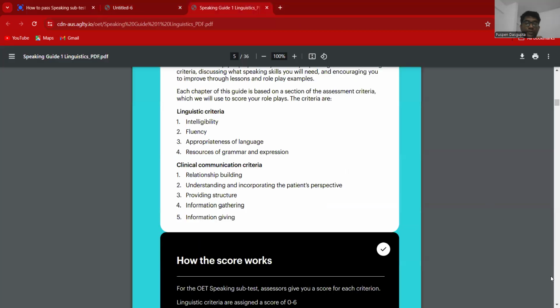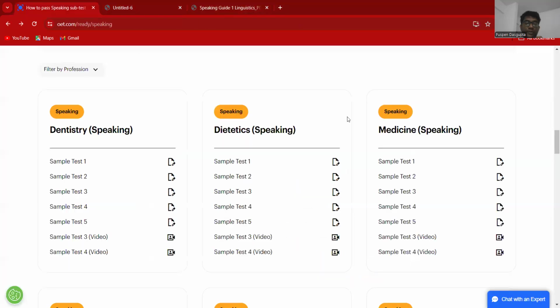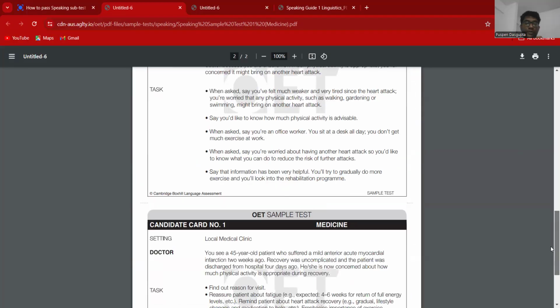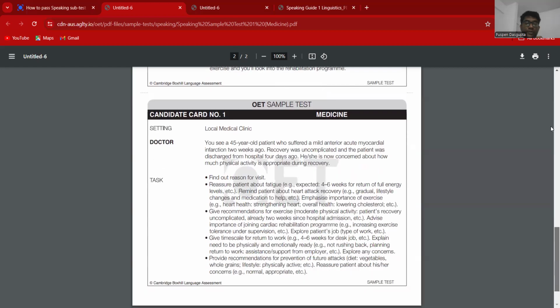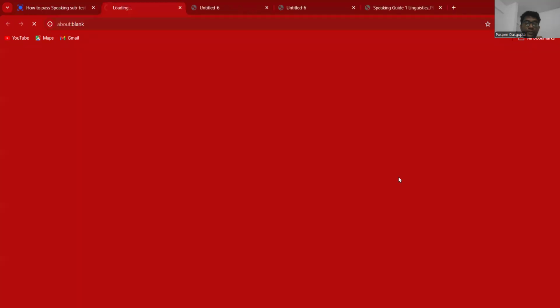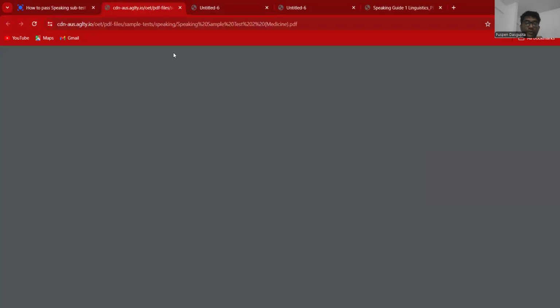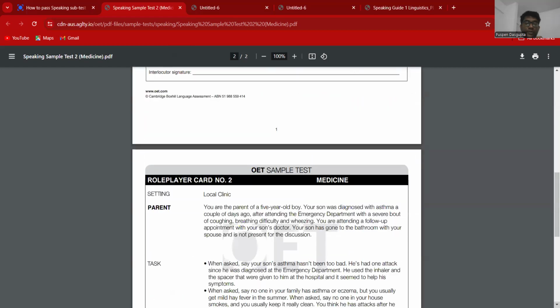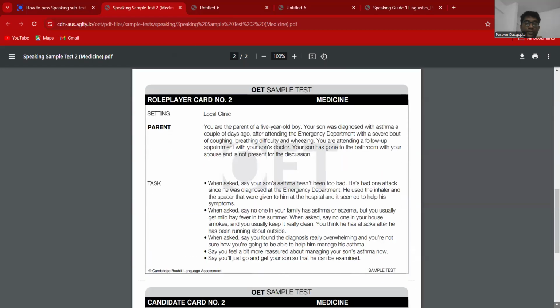So you'll have two role play cards in one session. Sample test one was this. This is sample test one. Do they have only one? Oh, they have only one. Okay, fine. Let's do another one. Sample test two. Open sample test two. Do you have it with you? Yes, I've opened the sample test now. Yes, I have it with me.